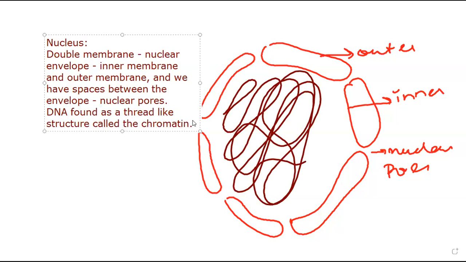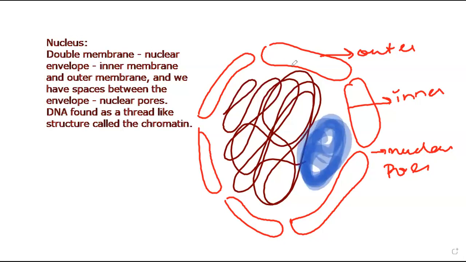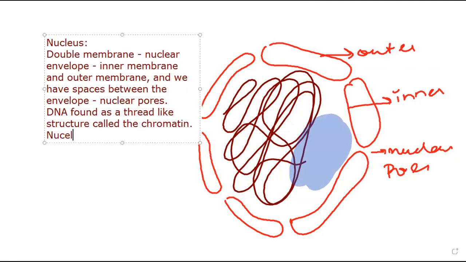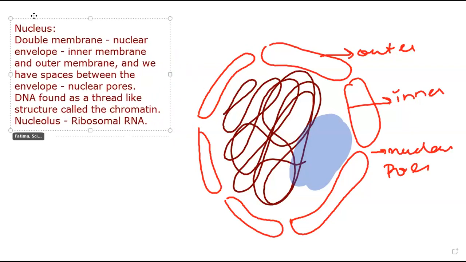And what is another structure found within the nucleus? We have a really darkly staining area, and that darkly staining area is known as the nucleolus. The function of the nucleolus is to make ribosomes. Ribosomes are small structures that we need for making proteins. To be very specific, the nucleolus makes ribosomal RNA. Ribosomes are made up of RNA. We will study that when we get to the topic. So we specifically need the nucleolus to make ribosomes. Very specifically speaking, we need it to make ribosomal RNA. So we have our nucleolus.